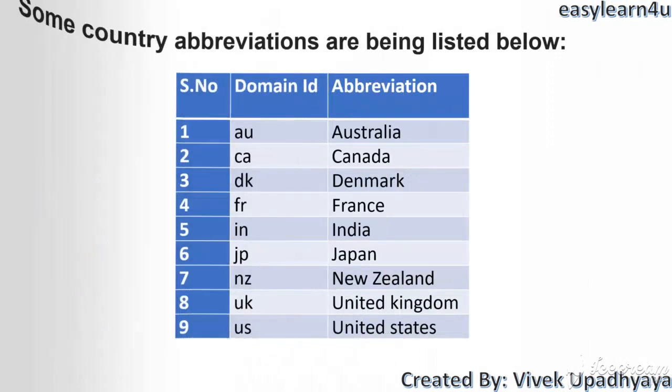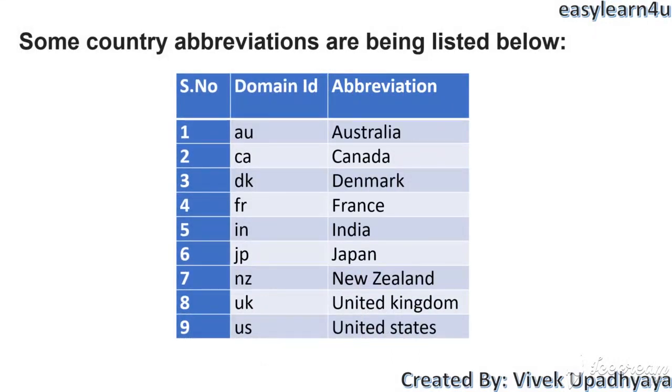And some country domains are AU for Australia, CA for Canada, DK for Denmark, FR for France, IN for India, JP for Japan, NZ for New Zealand, UK for United Kingdom, and US for United States.